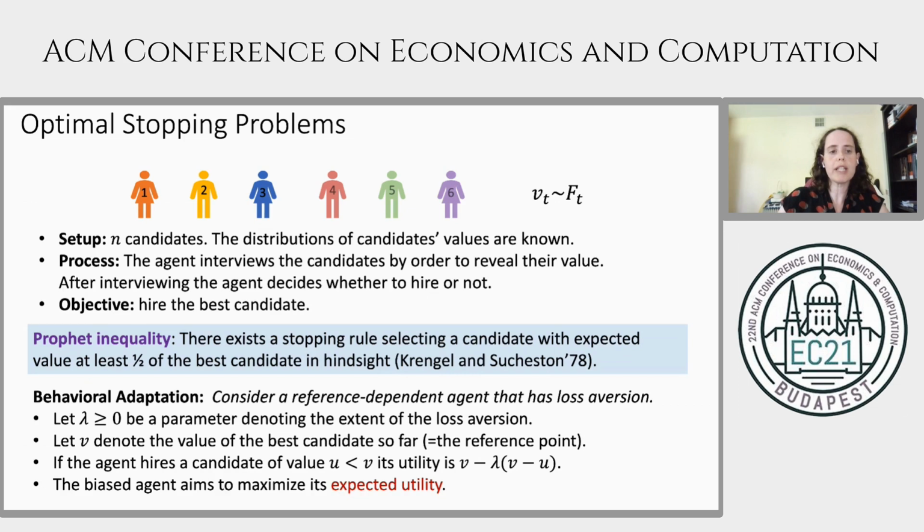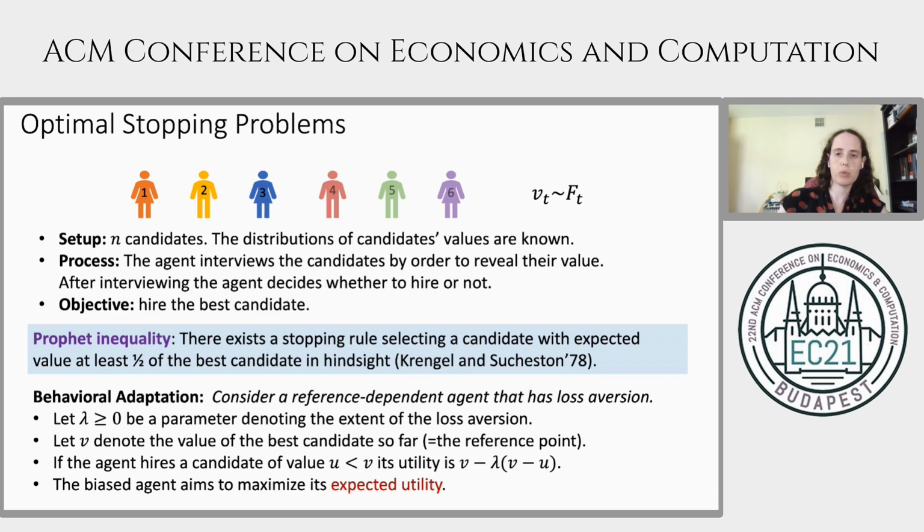We assume that the agent is sophisticated about this bias. This means that he knows that he will exhibit some loss if he ends up hiring a candidate whose value is lower than the value of a candidate he has already interviewed. So this means that the agent is going to choose a stopping rule in order to maximize his expected utility.